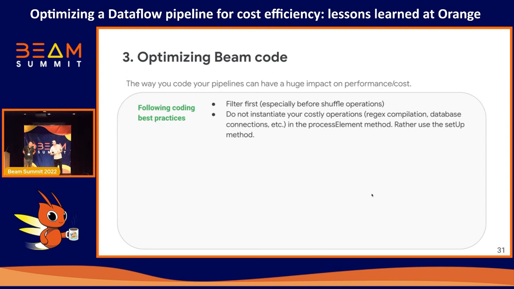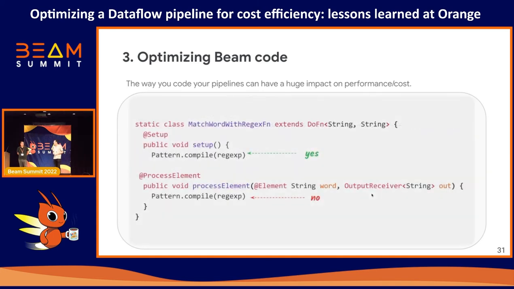Also, be careful not to instantiate your costly operation in the process element method, like opening database connections, for instance. Make sure that you're using the setup method. So do the thing in green and not the thing in red, because if you create your connection for every element you process, you're going to have a bad time. So in green, you can assign, for example, this pattern compilation for a regular expression, so you can assign that to a static variable in your class. Just make sure that your object is thread safe, because you're going to access it in your process element from multiple threads.